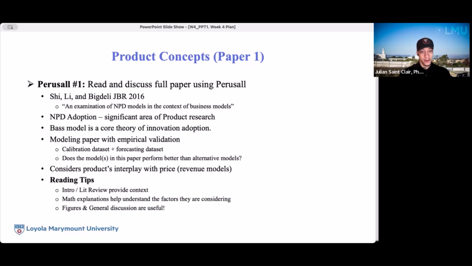My tips for reading this paper, because it can be tricky, is to read the introduction and the literature review to get some context, and then to think of the math explanations as a way to help you understand the factors that they're including in the model. And then the figures, and especially that general discussion, is going to be very useful for you to understand what you should be taking away from this paper and how it's contributing over and above previous research.